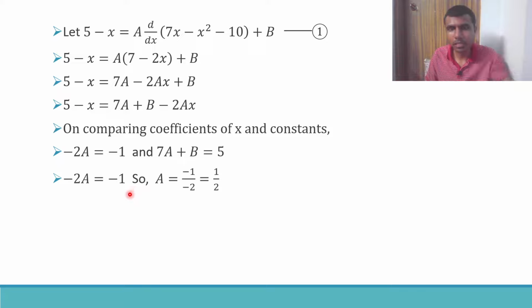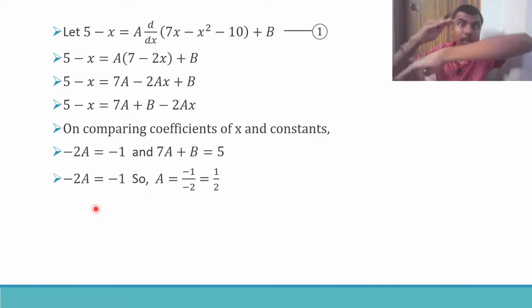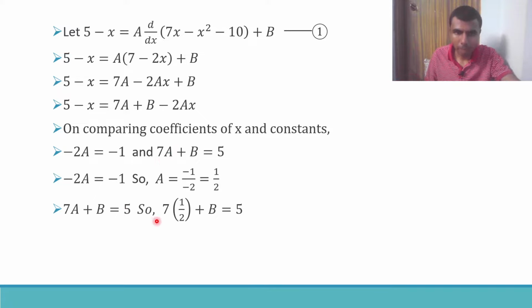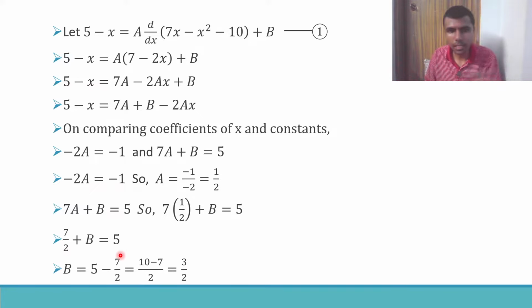Minus 2a equal to minus 1 means send the minus 2 to the RHS, so I get minus 1 by minus 2. Minus minus cancel, so what I get is 1 by 2. A is 1 by 2. Now put a equal to 1 by 2 in the second one. 7a plus b is 5, so 7 into 1 by 2 plus b equal to 5. Now 7 by 2 plus b is 5. Now send the 7 by 2 to the RHS, so b is nothing but 5 minus 7 by 2.